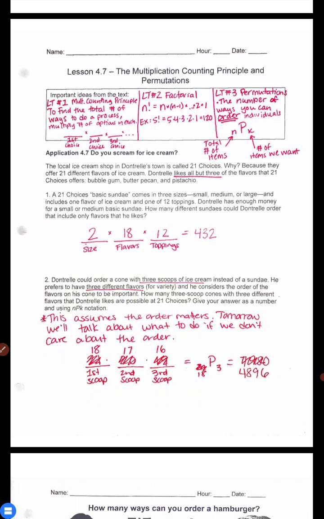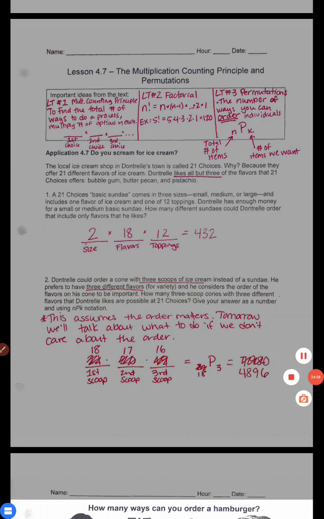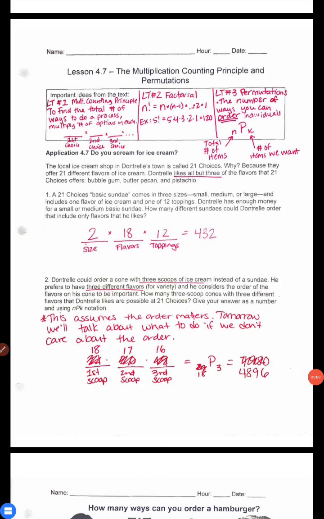So a 21 Choices basic sundae comes in 3 sizes, small, medium, or large, and it includes 1 flavor of ice cream and 1 of 12 toppings. Dontrell has enough money for a small or medium basic sundae. How many different sundaes could Dontrell order that include only the flavors that he likes? So I'm going to reword this question. What I am trying to figure out is how many different ways he could build a sundae. And here's what I have to consider: the size and the flavors and the toppings.